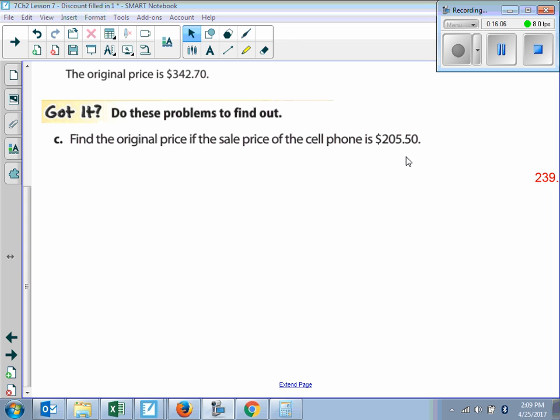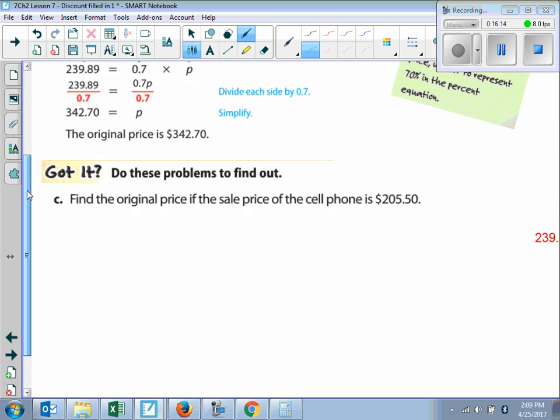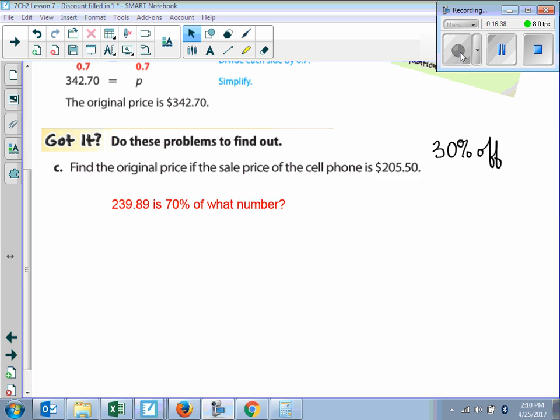All right, so it says find the original price if the sale price of the cell phone is $205.50. So here, we're just going to use the same 30% as in the example. So the sale is 30% off, okay? 30% off. So we want to find the original price. So the what number is question would be $205.50 is 30%, well, it's 30% off, right? So it would be 70% of what number?